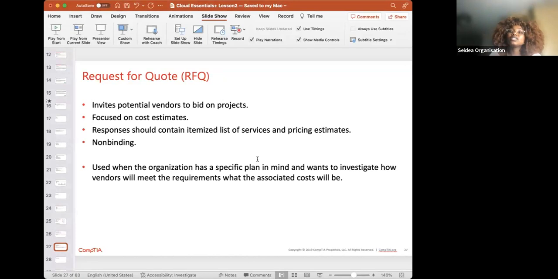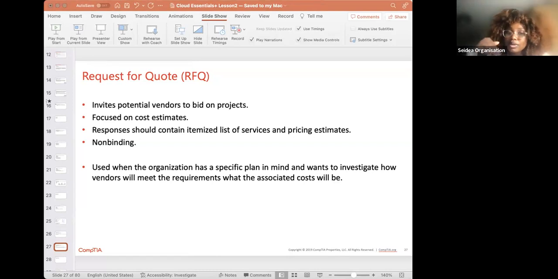Now, the final one is request for quote. This invites potential vendors to bid on a project, and is focused on cost estimates. So responses should have an itemized list of services and pricing estimates, and it's non-binding. So you're not bound to have to pay anything up front. So going back to the request for quote, this is primarily centered on cost, and the request is seeking detailed pricing information from vendors for a well-defined project or purchase.